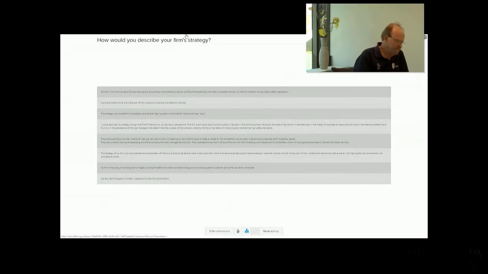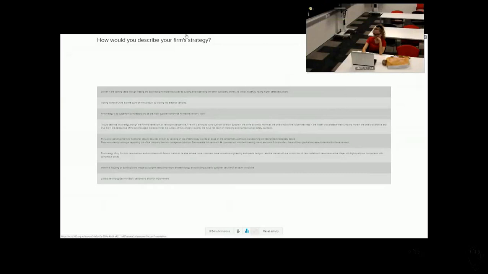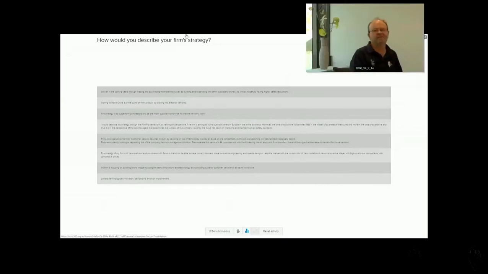Sure, I can see them on one. Okay, so we've got growth in the coming years through leasing and purchasing more planes, as well as building and expanding with other subsidiary airlines, as well as hopefully having higher safety regulations. That's Hannah's company. Is that Aeroflot? Yeah, they seem to be madly trying to grow, as we've been looking at in her annual reports, and we're kind of like, well, maybe instead of growth, you need to be looking at operations. But anyway, that's good. So they've got growth in there, and we'll be looking at those sort of issues in the next couple of weeks.